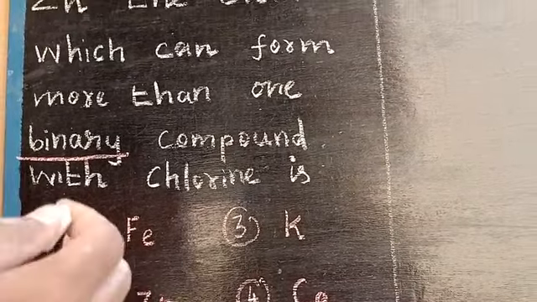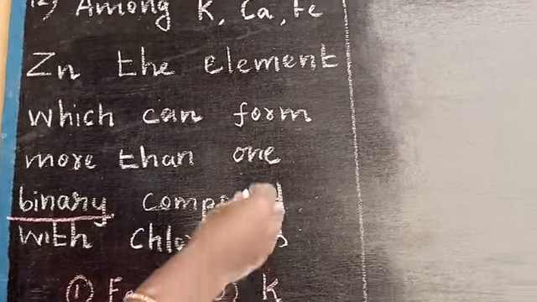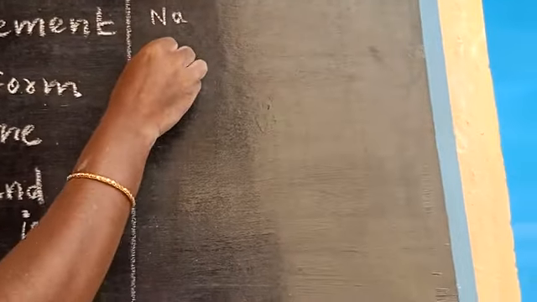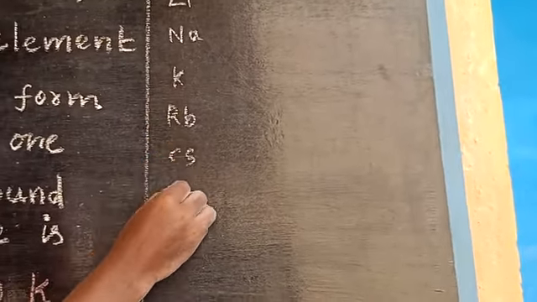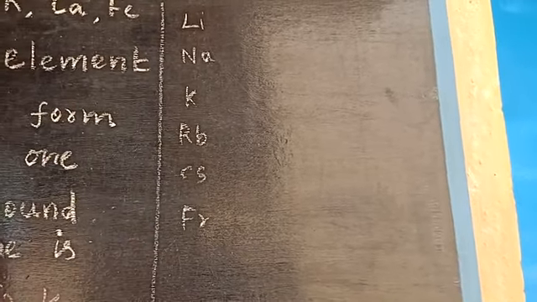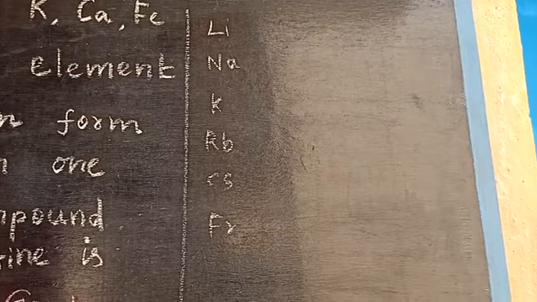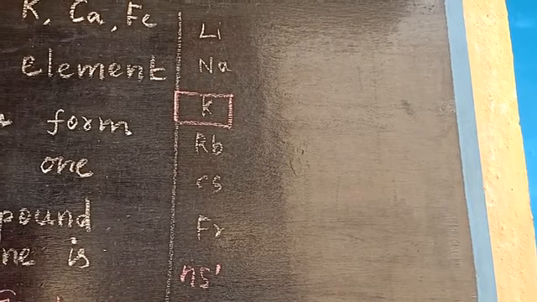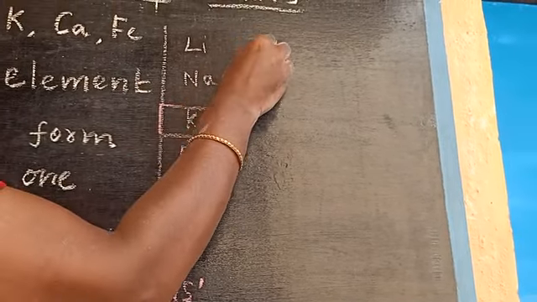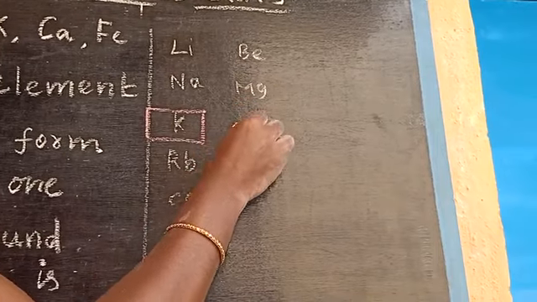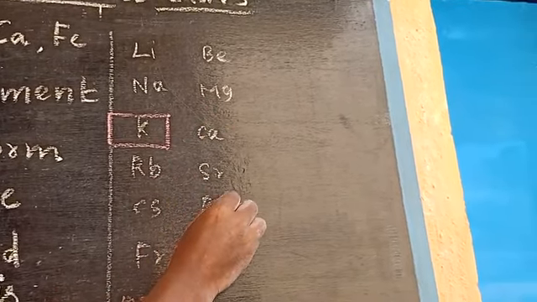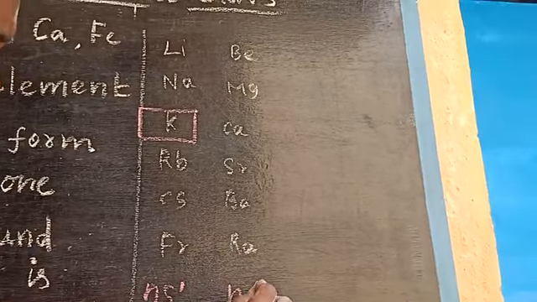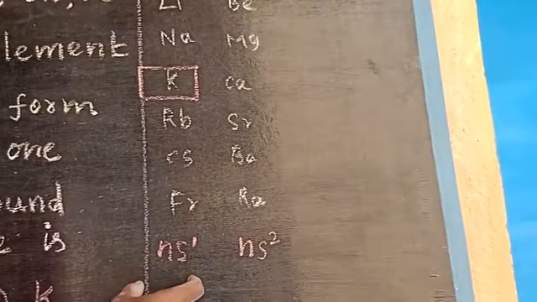Now see here, first we know the alkali metals. What are the alkali metals? Lithium, sodium, potassium, rubidium, cesium and francium. Now potassium is an alkali metal, with ns1 configuration. And next, beryllium, magnesium, calcium, strontium, barium and radium. This group has ns2 configuration.